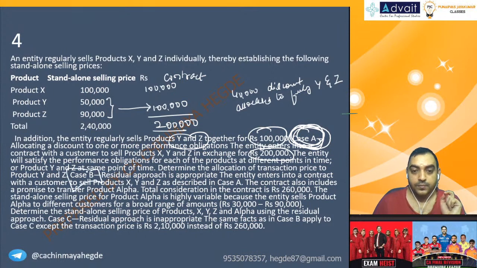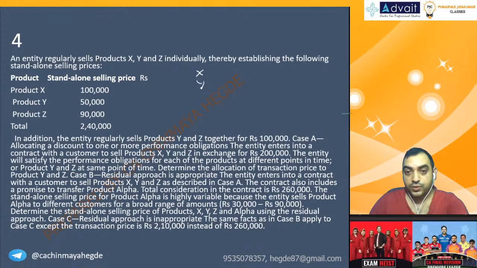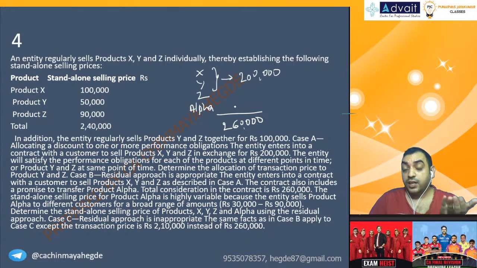Case B. The entity enters into one more contract where product alpha is there and total consideration is 2 lakh 60,000. Okay, now total consideration is 2 lakh 60,000. So let me write it here, X, Y, Z. Not only X, Y, Z, you also have product alpha. Total 2 lakh 60,000. And what X, Y, Z you normally sell? What we just calculated now. X, Y, Z what you are selling now for 2 lakh. And 2 lakh 60,000 is X, Y, Z and alpha. Therefore, the balancing figure 60,000 is the residual approach.